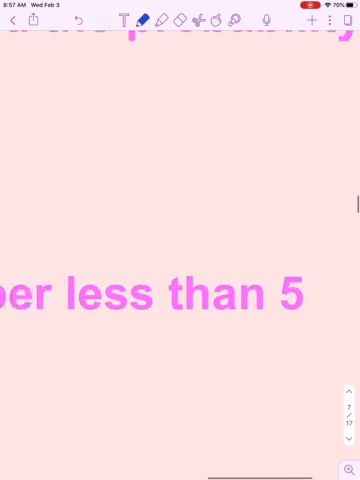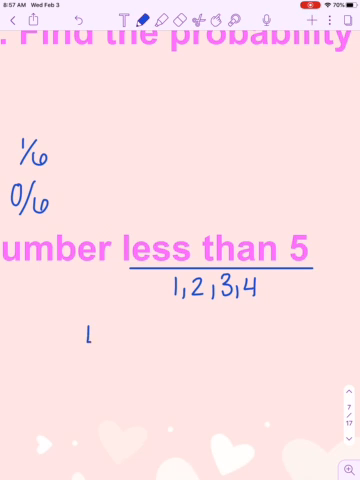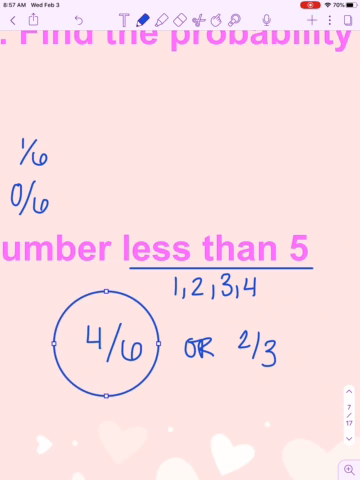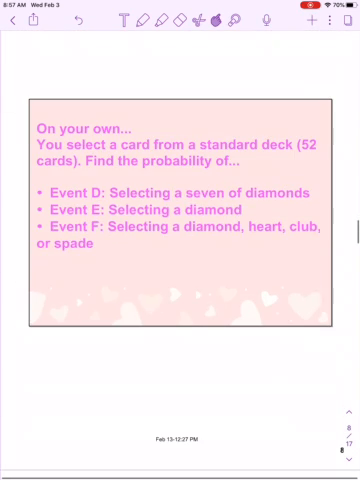Event C is rolling a number less than 5. Less than 5, so that would be a 1, a 2, a 3, or a 4. So that's 4 numbers out of 6 sides. And you can leave it 4 out of 6, that's fine. If you want to reduce it to 2/3, you can, but honestly, I'd probably rather you leave it like this because it makes more sense to the actual question.